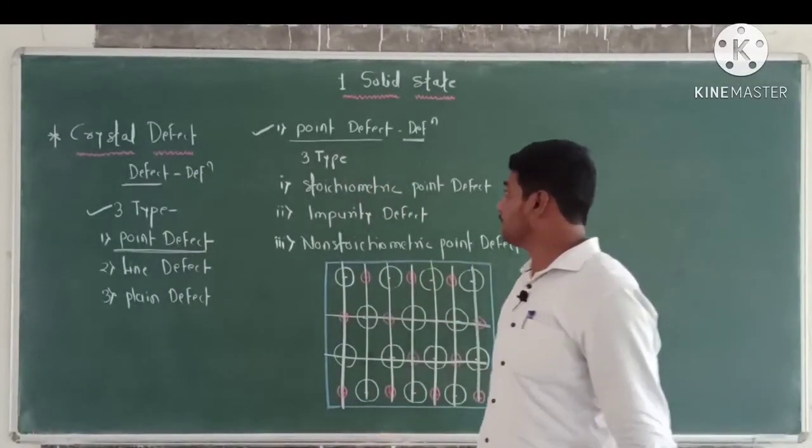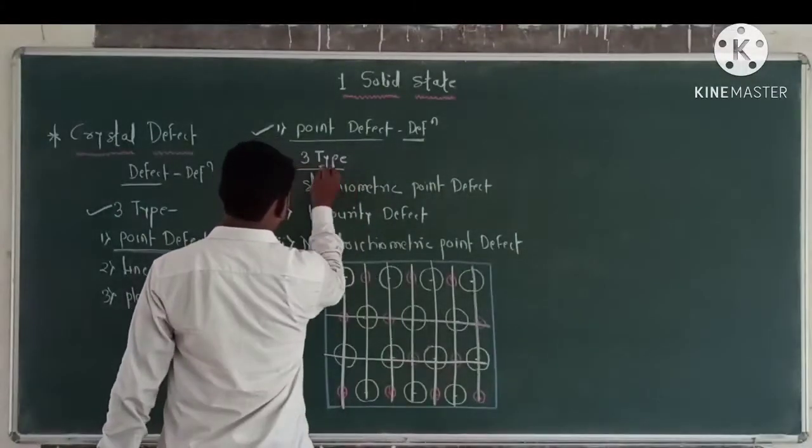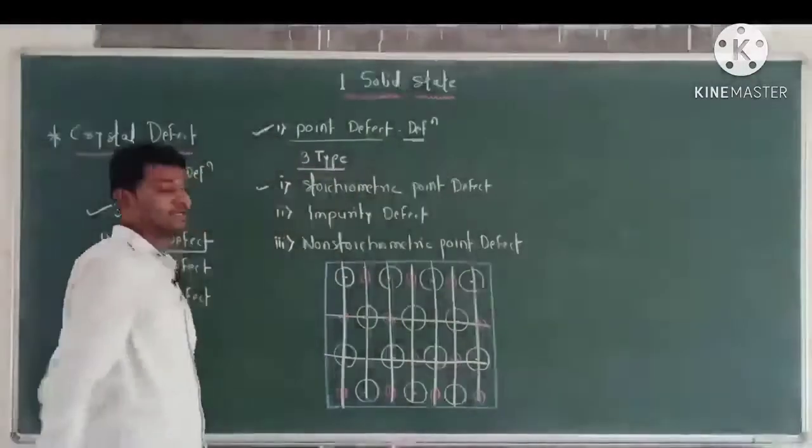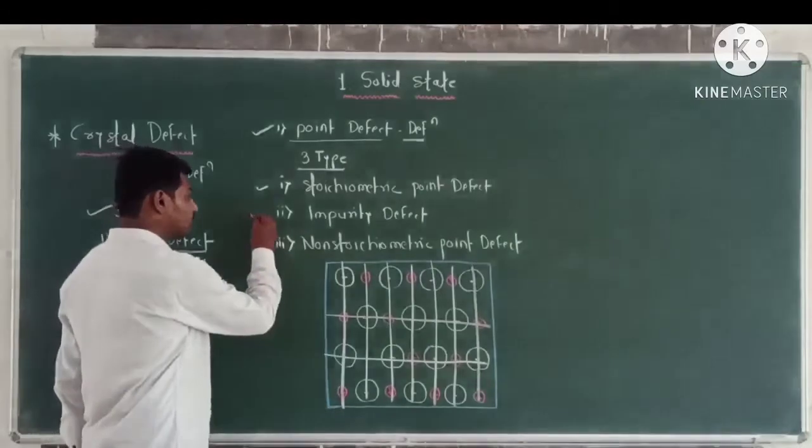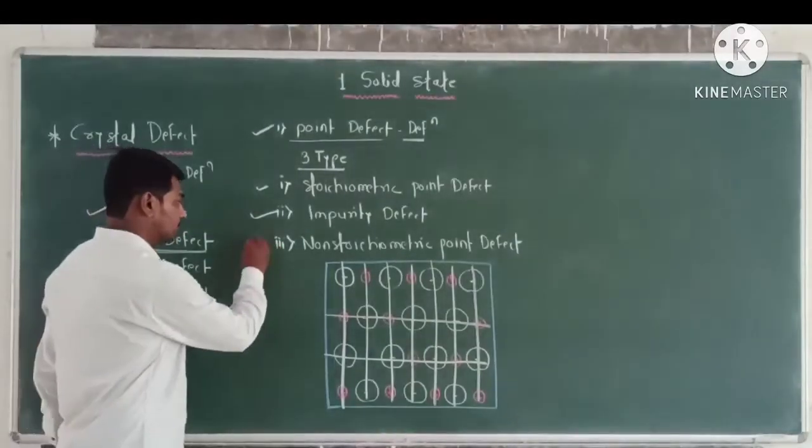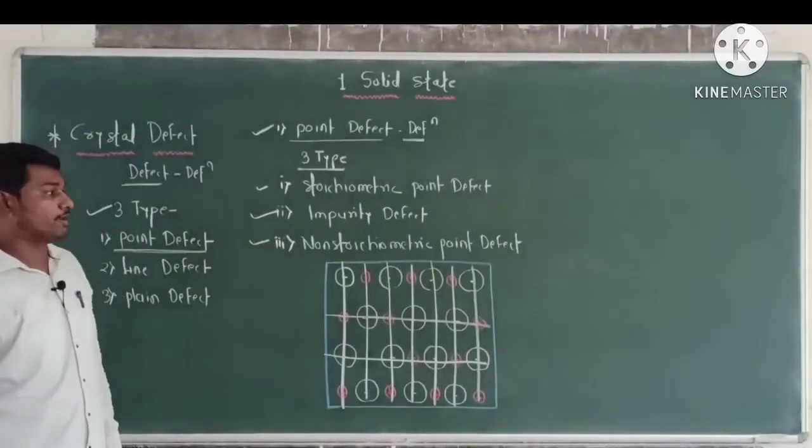Now, point defect has three main types: first stoichiometric point defect, second impurity defects, and third non-stoichiometric point defect.